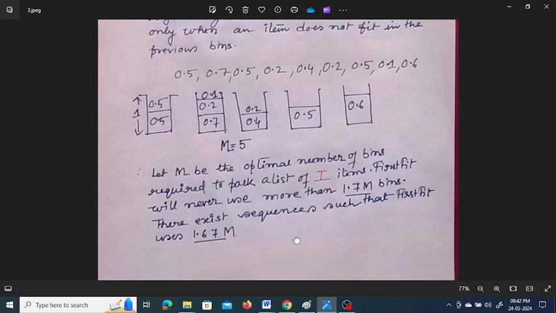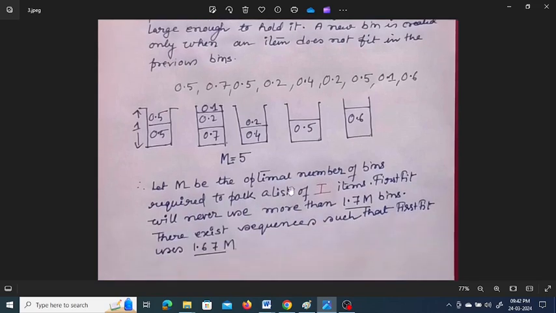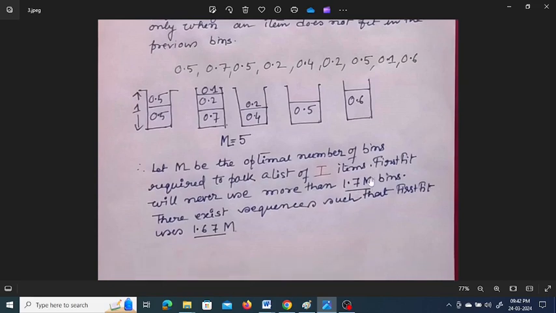Okay, so this is what the first fit algorithm does. It cannot go more than 1.7m. So this is how it is. Here, m is the optimal number of bins that we calculate in the first case.